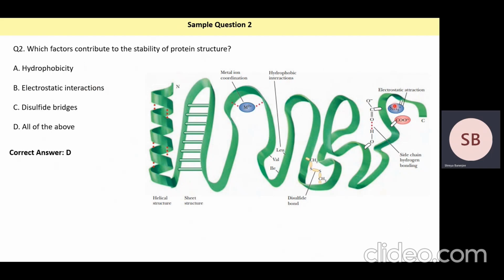Electrostatic interactions can occur between positively and negatively charged side chains, like that between acids and bases. So that forms electrostatic interactions. Disulfide bridges can occur between two cysteine residues in which the SH hydrogen is removed and S-S gets a single bond. So the correct answer is D, or all of them.